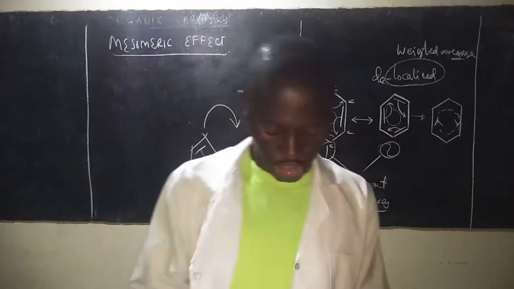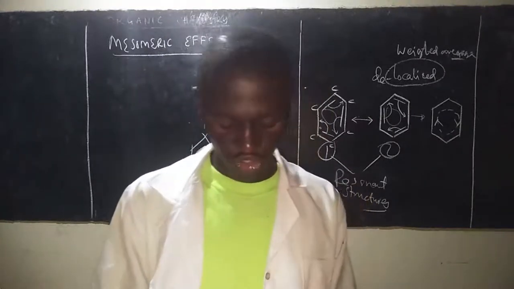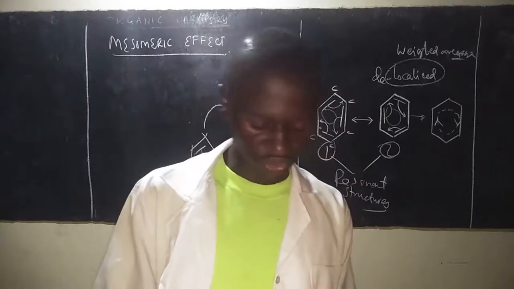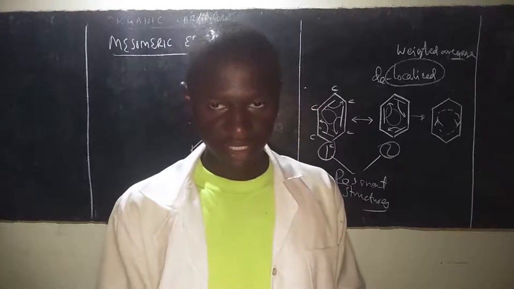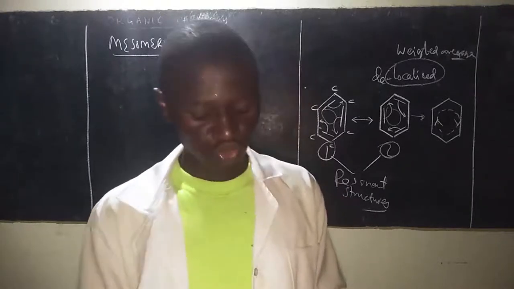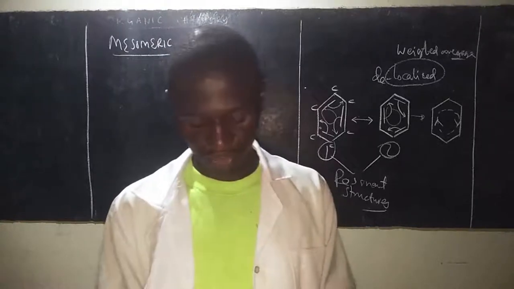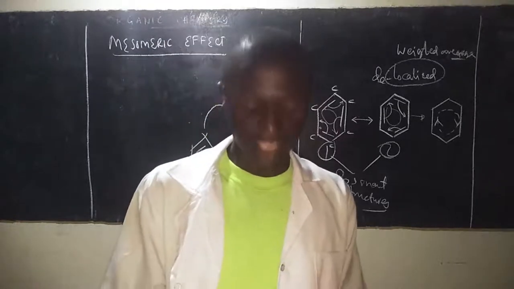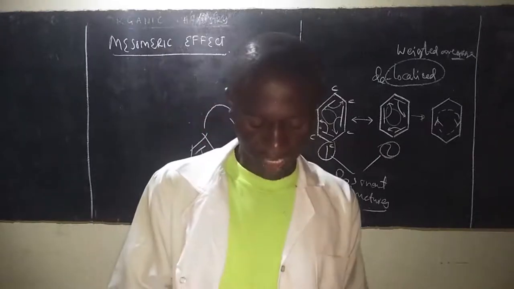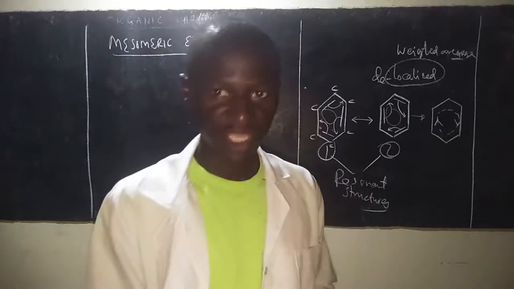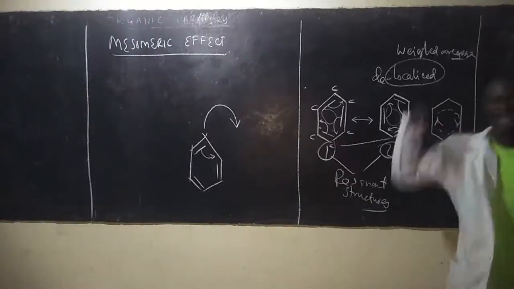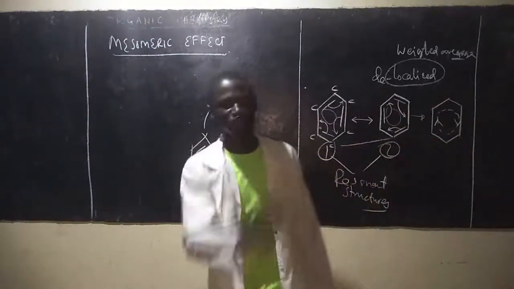So one should keep in mind that individual resonance structures do not exist, and the molecule does not resonate. That means do not switch back and forth between structures. The actual molecule is simply the hybrid of these imaginary resonant structures. Remember, we say the resonant structures, they are imaginary ones, so they are not actual.